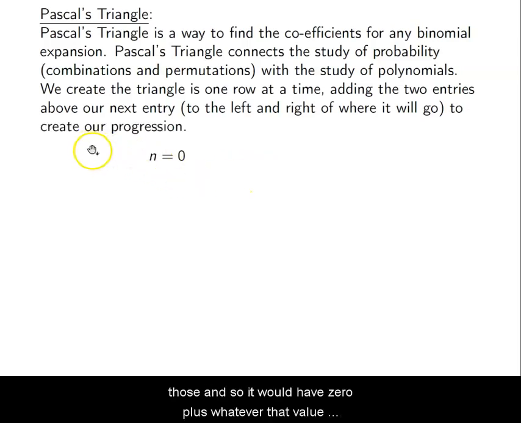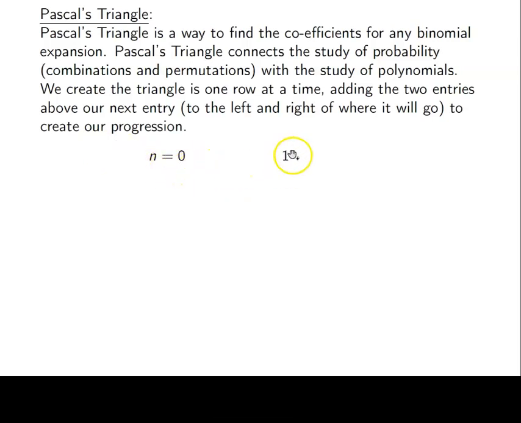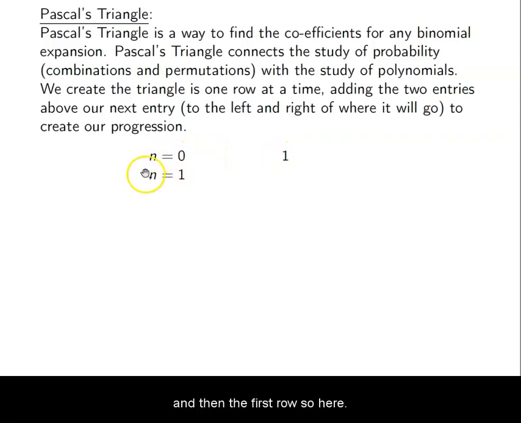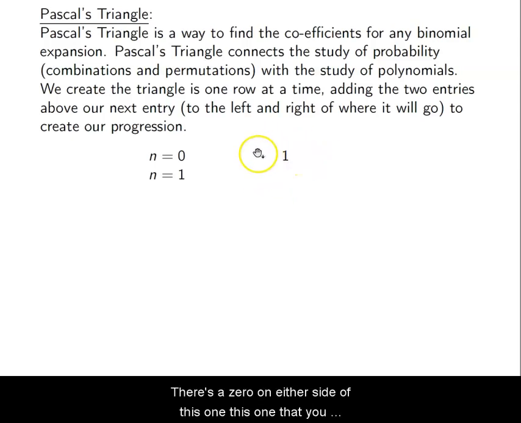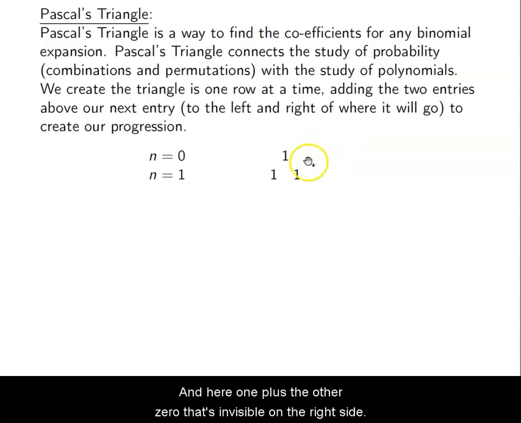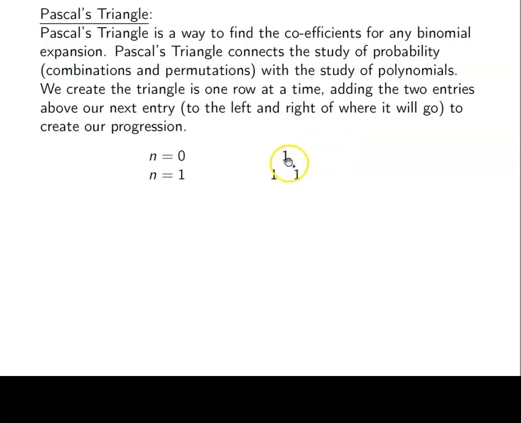Okay, so for the n equals 0 row, we just start with 1. For n equals 1, I'm sorry, so we're going 0 and then 1. We count it as 0 first, and then the first row. There's a 0 on either side of this 1 that you don't see. So when we add 0 and 1, we get a 1. And here, 1 plus the other 0 that's invisible on the right side would add to a 1. So that's how we get the 1 here.